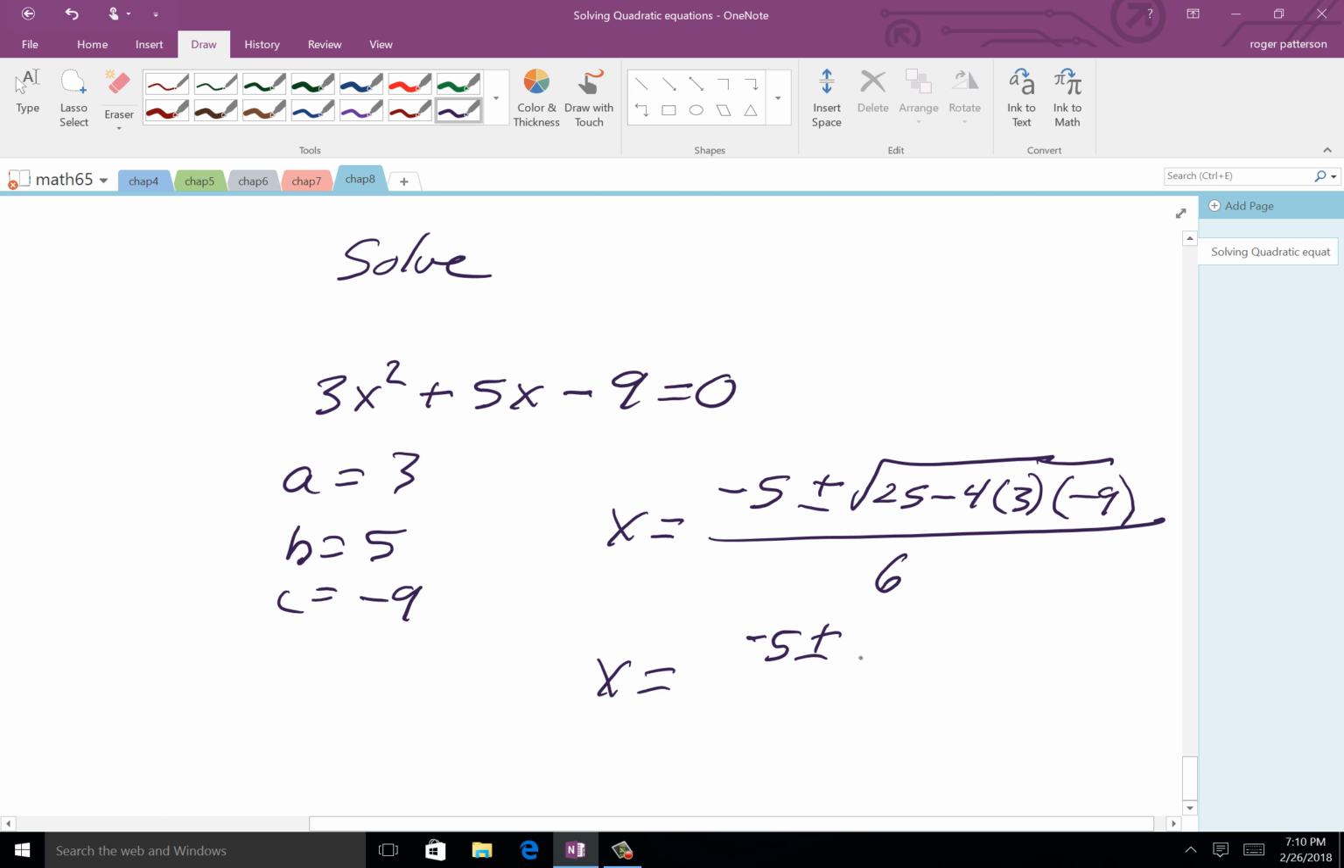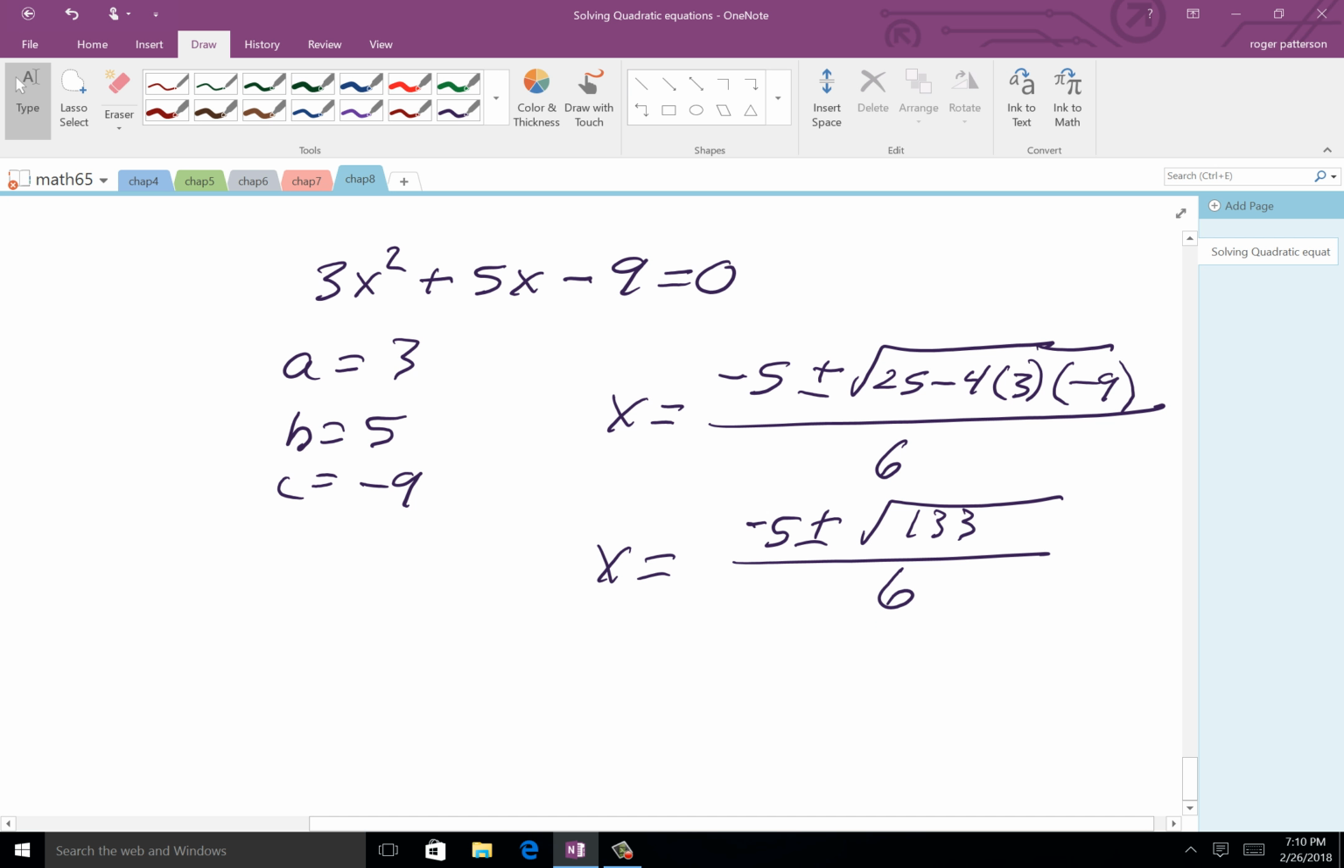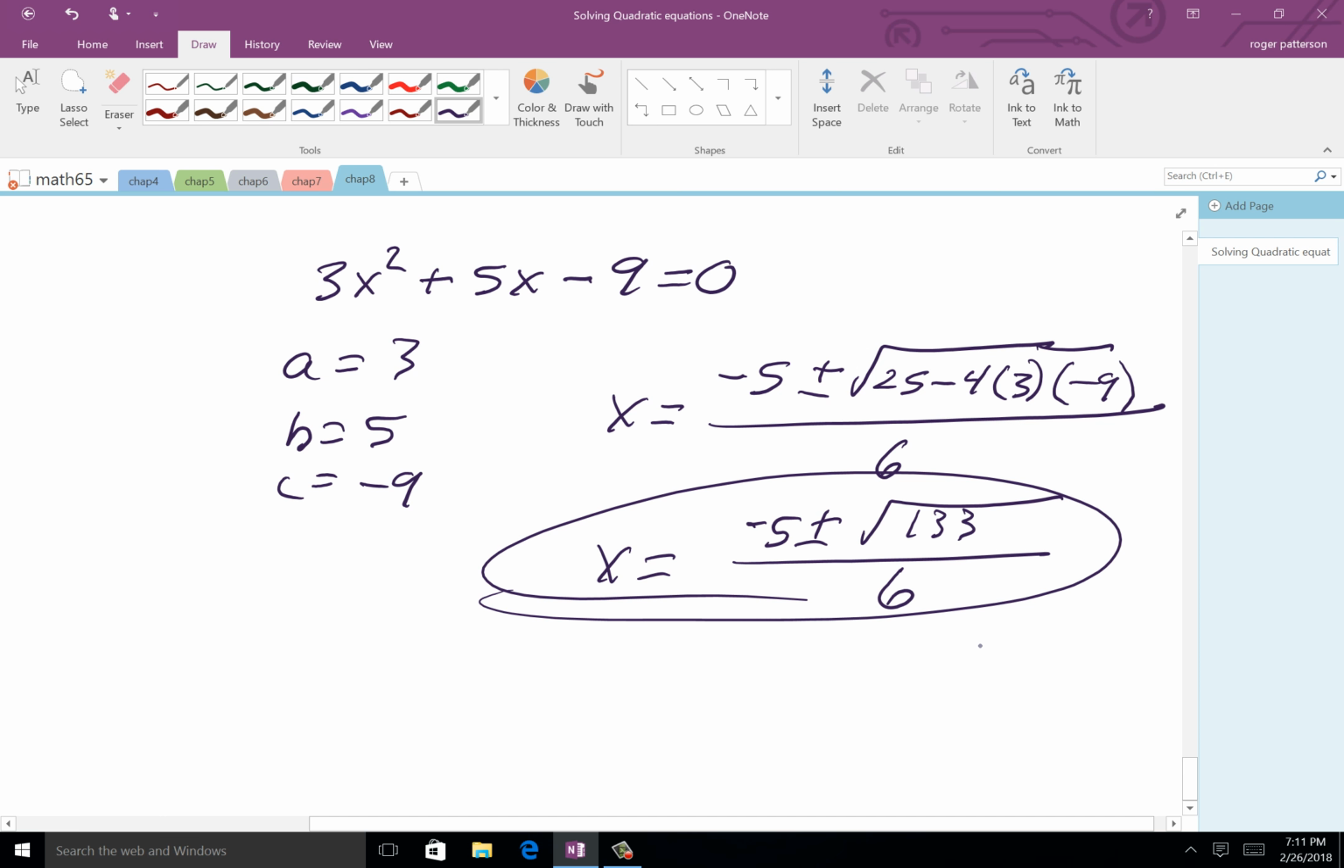Okay, so -5, plus or minus. What are we going to get inside this thing? We got 4 times 3 times 9, 108, and then we got to add that because this is a plus and a plus. So is that 133 then? 4 times 3 is 12, 108. 133, yep. Okay. I can't do anything with the 133. So I have negative 5 plus or minus square root of 133 over 6. That's it. Can't do anything more with it.